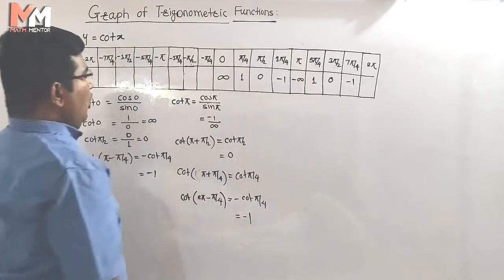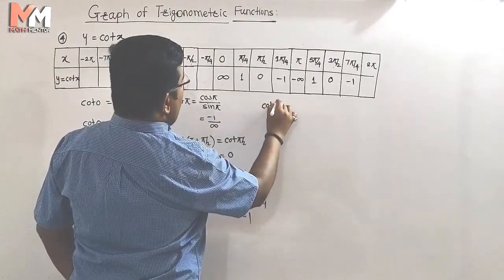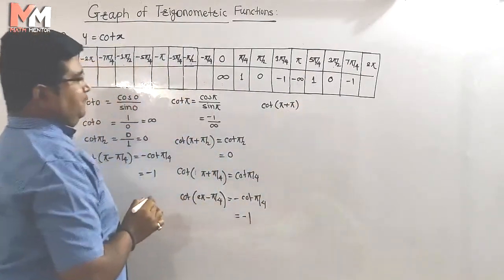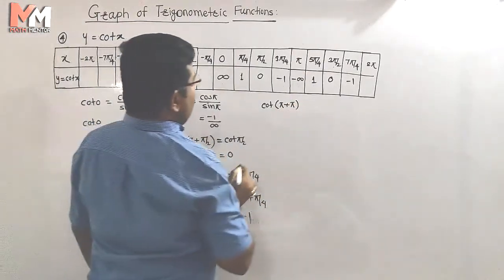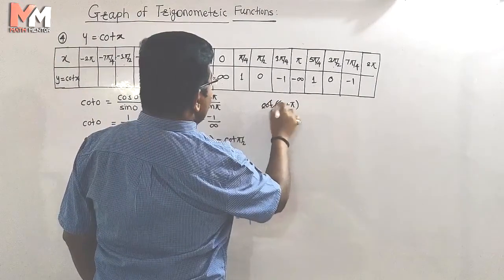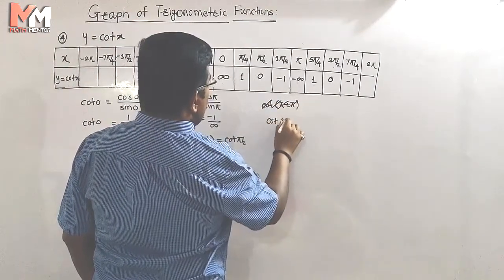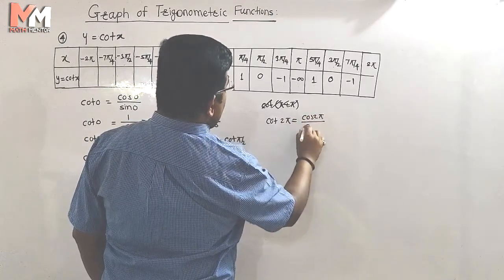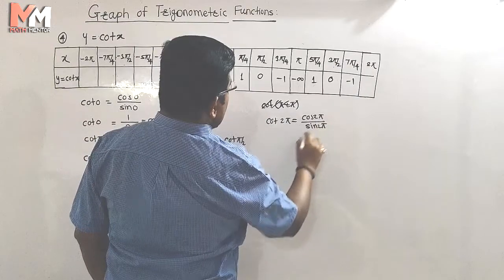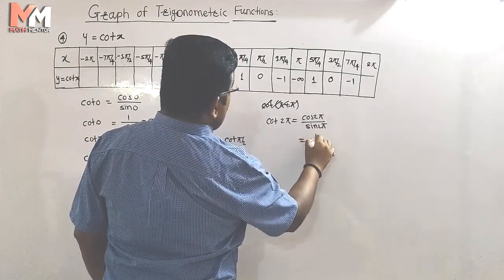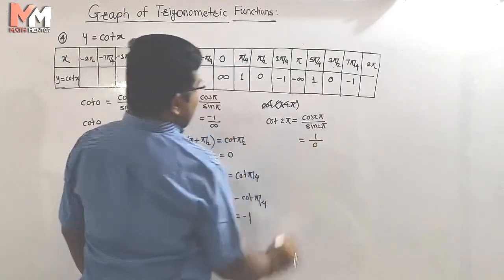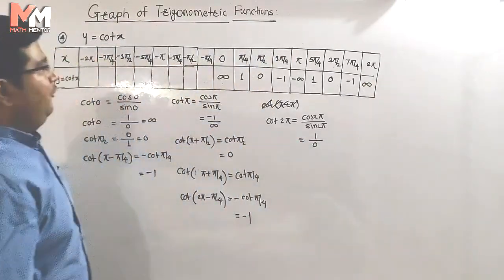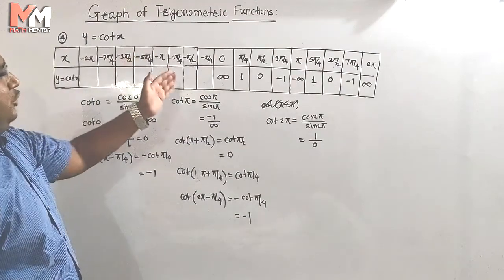Okay, so now cot 2 pi, which is cot of pi plus pi. Cot 2 pi is equal to cos 2 pi divided by sin 2 pi. Cos 2 pi is 1, sin 2 pi is 0, and 1 upon 0 is infinity. So these are the values of cot x from 0 to 2 pi.